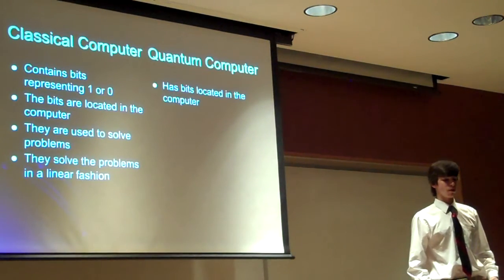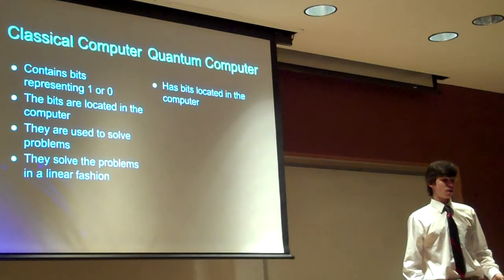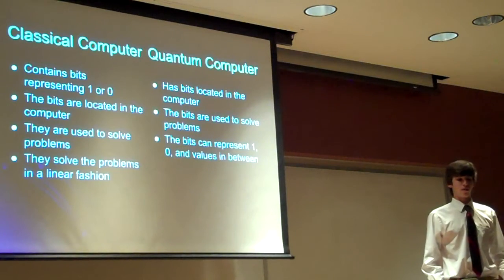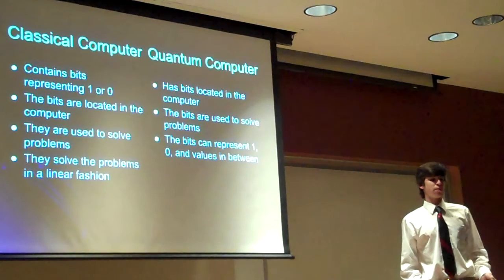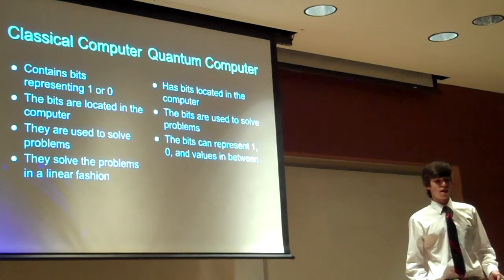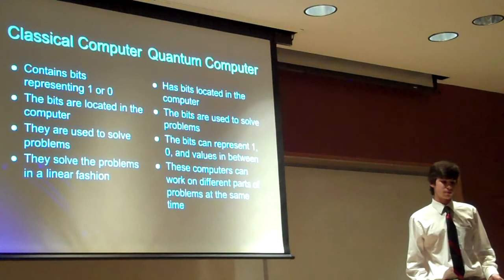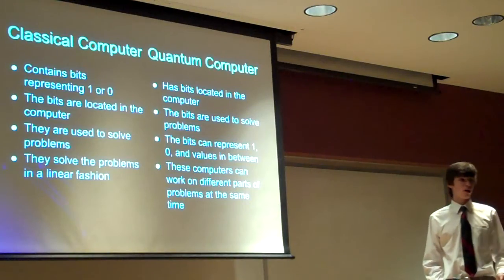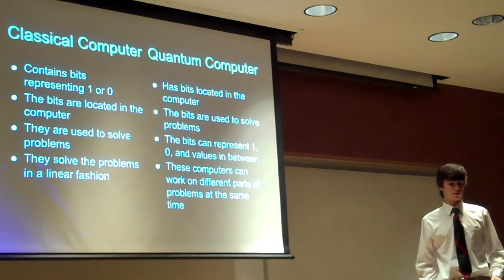So now with a quantum computer, they still have bits located within the machine, and these bits are also used to solve problems. However, the difference is not only do the bits represent 1 and 0, but they can represent these strange values in between. These computers work on different parts of the problems at the same time, which means they're more efficient.